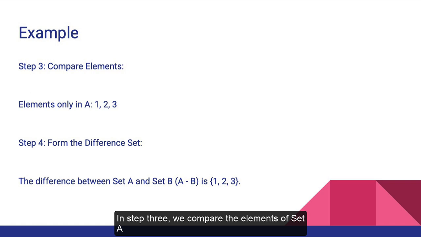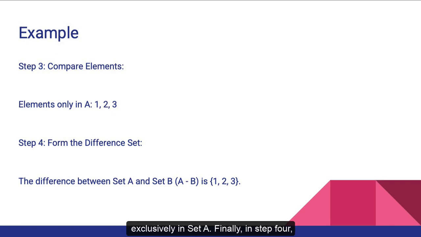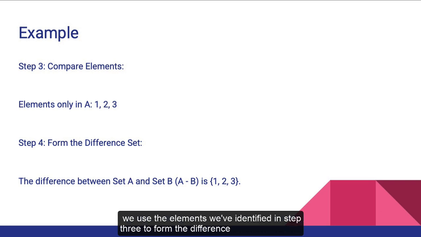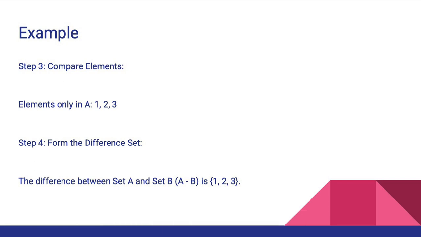In step 3, we compare the elements of set A and set B. Our aim is to identify the elements that are exclusively in set A. Finally, in step 4, we use the elements we've identified in step 3 to form the difference set A − B. This set represents the elements that belong to set A but not to set B.